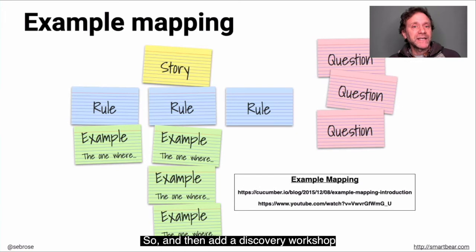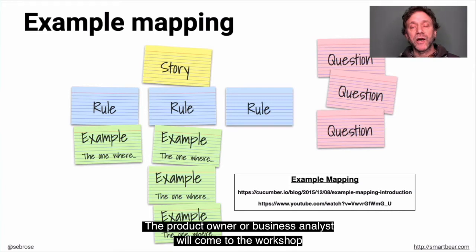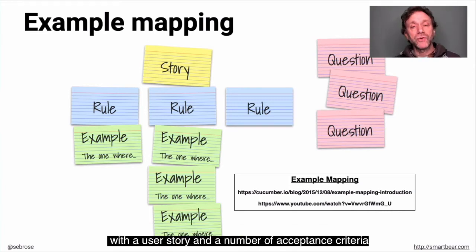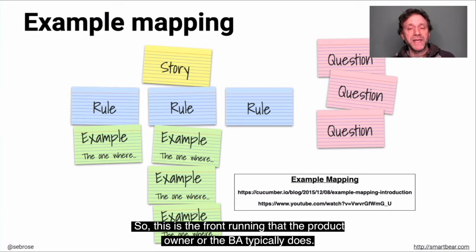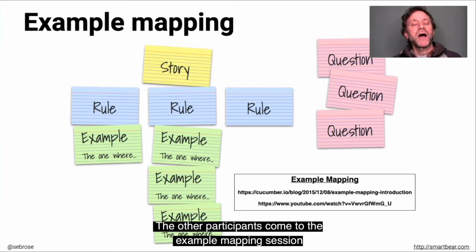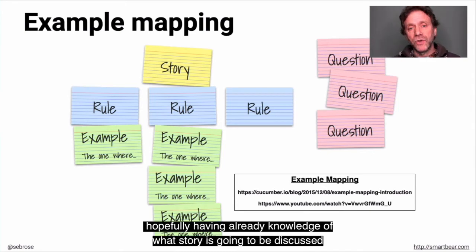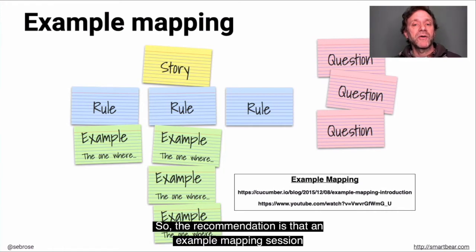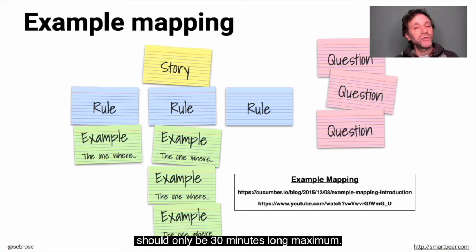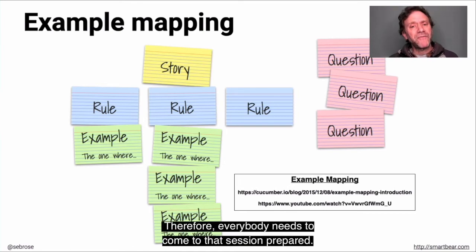At a discovery workshop that you're going to run using example mapping, the product owner or business analyst will come to the workshop with a user story and a number of acceptance criteria or rules that govern the scope of that user story. This is the front running that the product owner or the BA typically does. The other participants come to the example mapping session, hopefully already having knowledge of what story is going to be discussed, and they will have thought about it already. So the recommendation is that an example mapping session should only be 30 minutes long maximum, and therefore everybody needs to come to that session prepared.